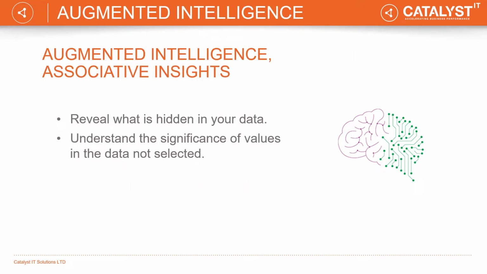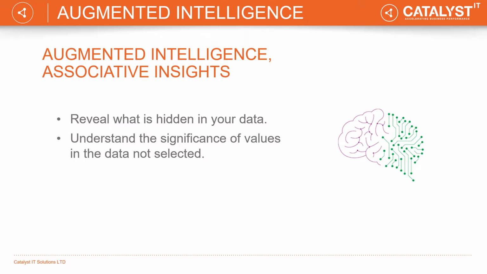Qlik's associative model empowers everyone to see the whole story within their data, and it enables users to see all the possible associations that exist within their data. Unlike traditional query-based approaches to analysis, this allows users to explore all their data and uncover all the hidden insights.